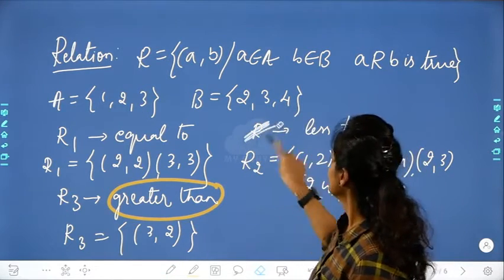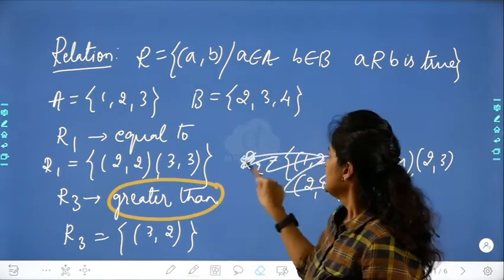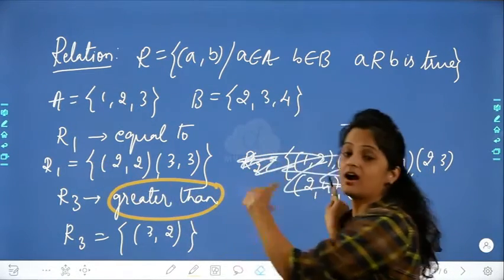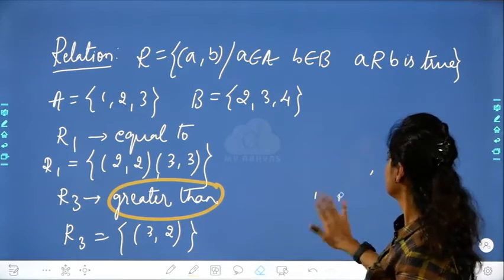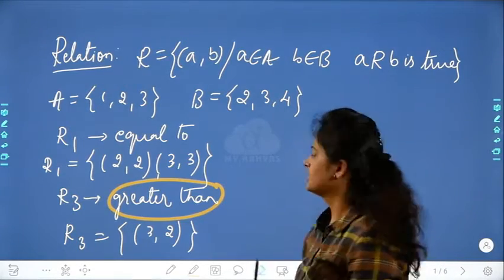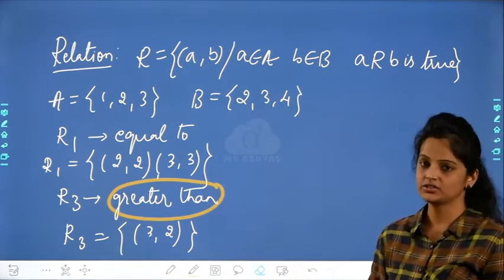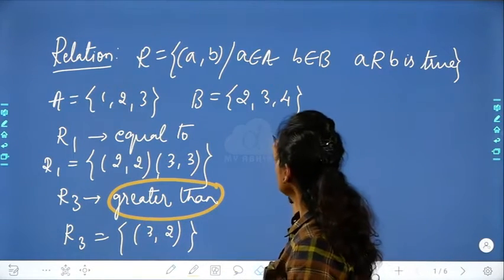I'll erase this part. After writing R1, let me erase this and tell you. The next concept we have in this is domain and range. Because I have an example, I'll tell you here. So what is domain?